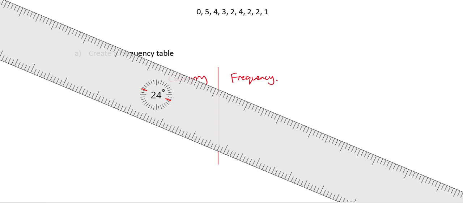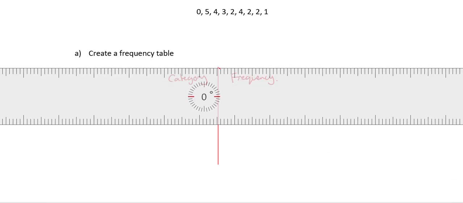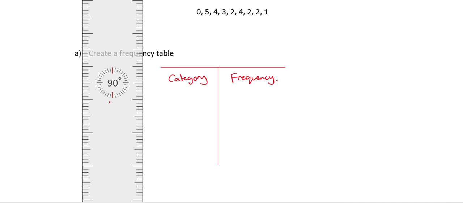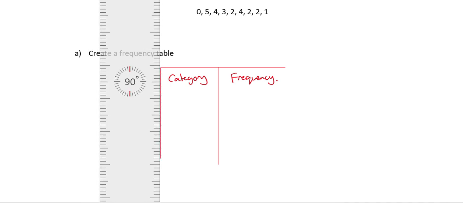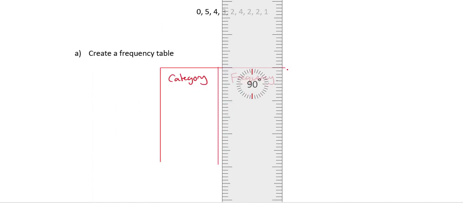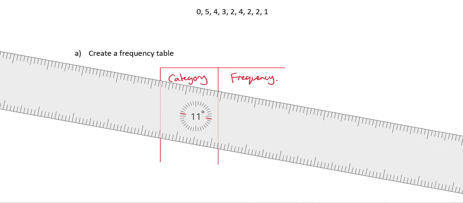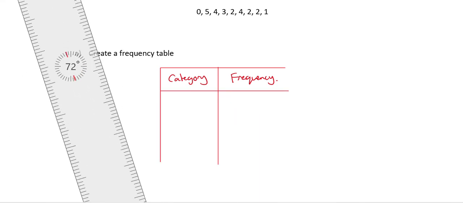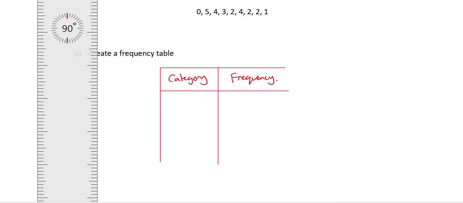So, category, frequency, just draw a table, something like this, relatively close. Okay, just like that. And then you can just draw a table down. You just draw a line down just like that. And then just fill it in as you go, okay? So I'm just going to do this. So what numbers do I got here? I got 0, 1, 2, 3, 4, and 5. So I just write down category 0, 1, 2, 3, 4, 5. And then you can just sort of go from there.